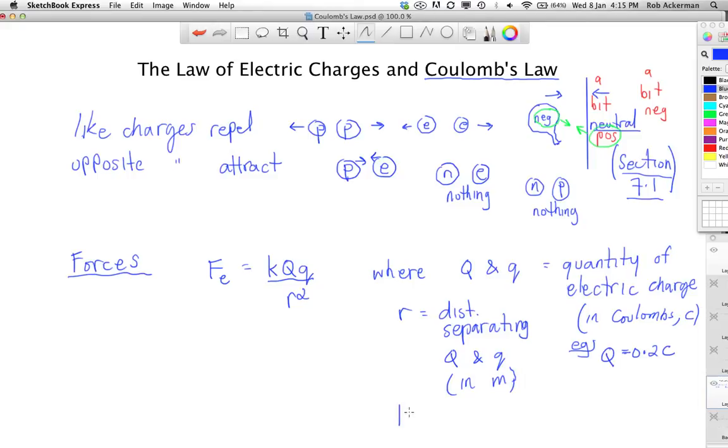And K is a constant which is equal to 9 times 10 to the 9. And what are the units here? Well, we know we want to get newtons for force, so we've got to have newtons in here. We've got a denominator of meters squared, so we've got to have meters squared in the numerator to cancel that out, and we're going to have coulombs times coulombs in the numerator. That's coulomb squared, which here we'll need in the denominator to cancel that. So here is your value for K. All right? And so that's it.